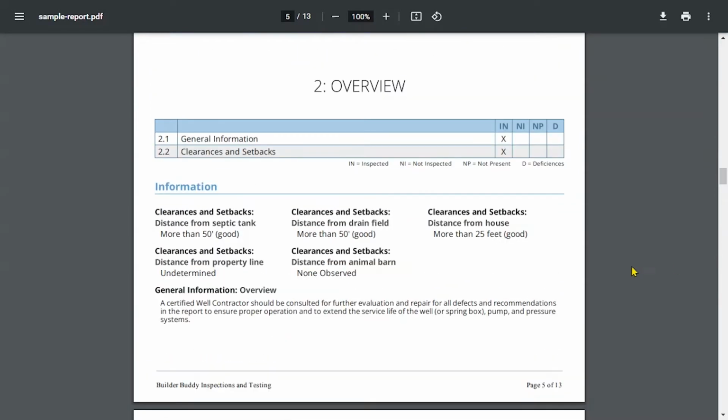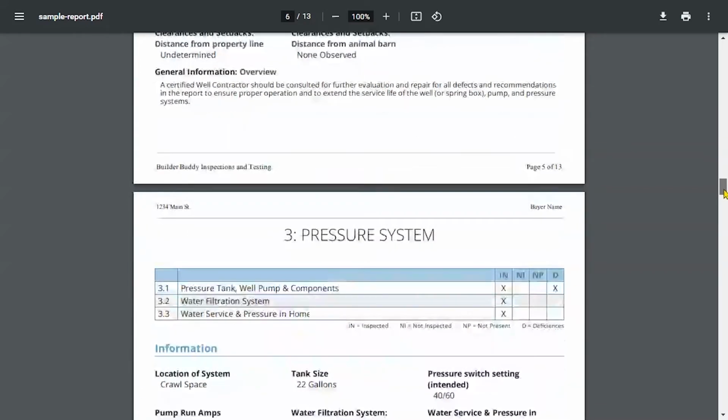Overview goes over clearances and setbacks. So mainly we're looking for proper clearances between your wellhead and potential contaminants like your septic system, potentially animals, animal barns, or grading. If the grade slopes toward the wellhead, or the wellhead is below grade, then water can get into that wellhead and potentially contaminate the system.